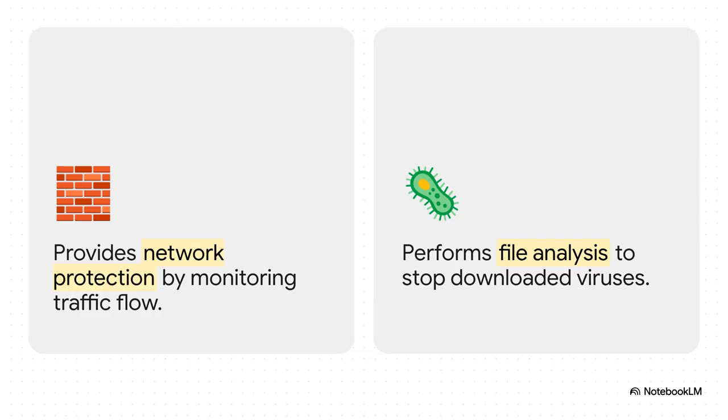While your firewall is guarding the perimeter from unauthorized network traffic trying to transmit over the wire, your antivirus is acting as the internal detective. An antivirus performs file analysis at the device layer to find and stop malicious code that you've already let inside. It's a classic defense-in-depth strategy, 2 distinct layers of protection.